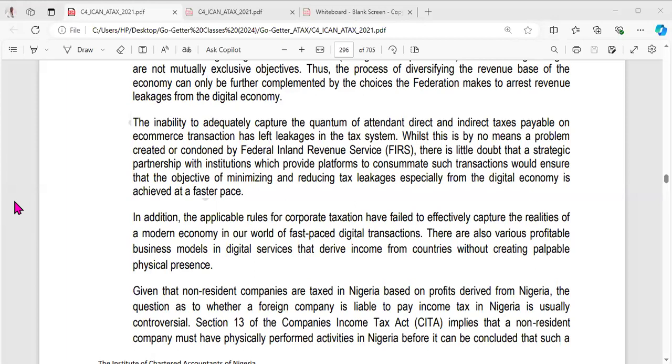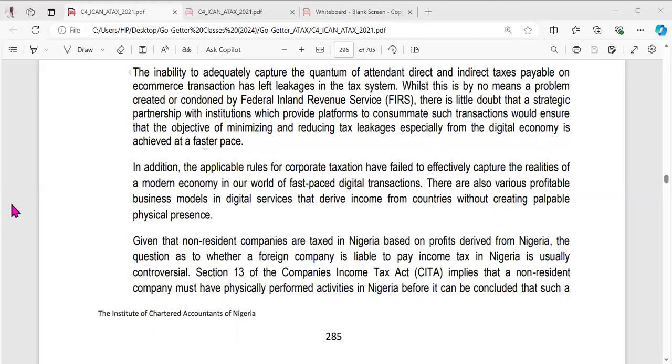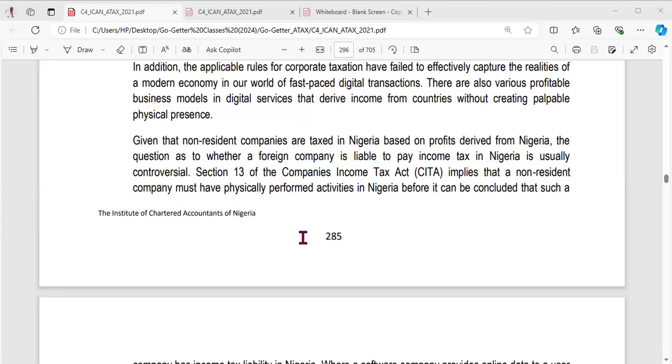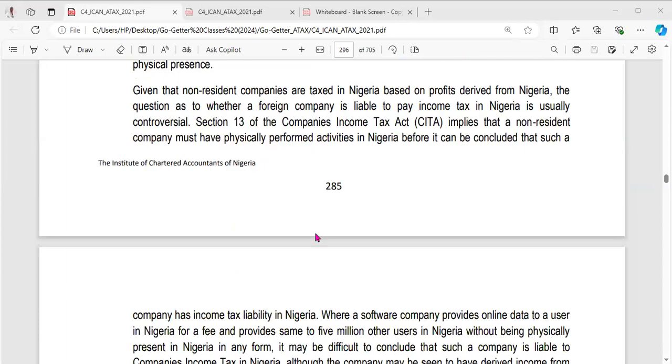There are also various profitable business models in the digital services that derive income from countries without creating physical presence, like we mentioned. Given that non-resident companies are taxed in Nigeria based on profits derived from Nigeria, the question as to whether a foreign company is liable to pay income tax in Nigeria is controversial. So you see here, foreign companies, non-resident companies, are usually asked to pay tax from income derived in Nigeria. Now, should they pay tax when they are not physically present? That's the problem. Section 13 of the Company Income Tax Act implies that a non-resident company must have physically performed activities in Nigeria before such a company can be liable to income tax.